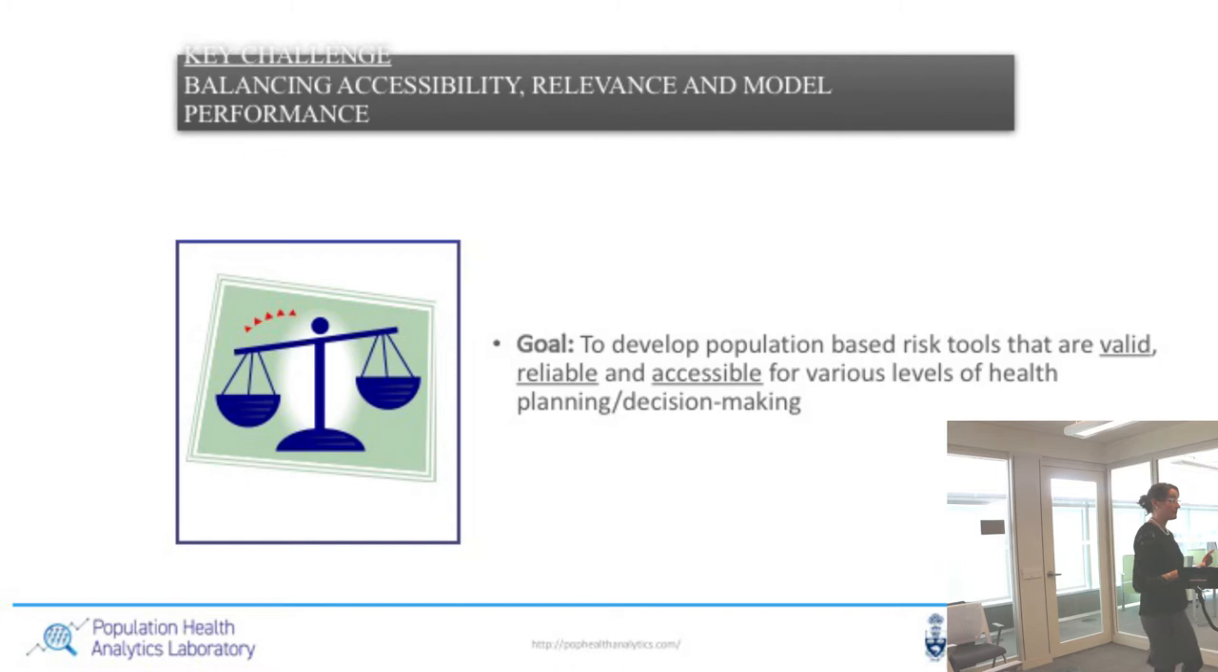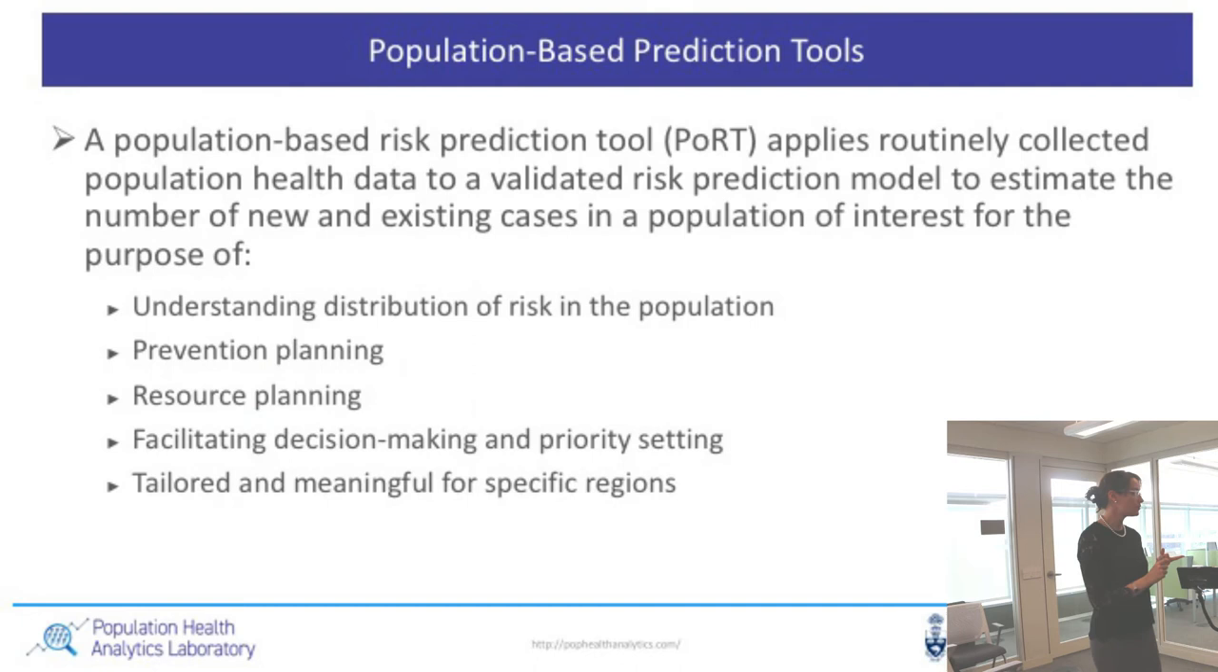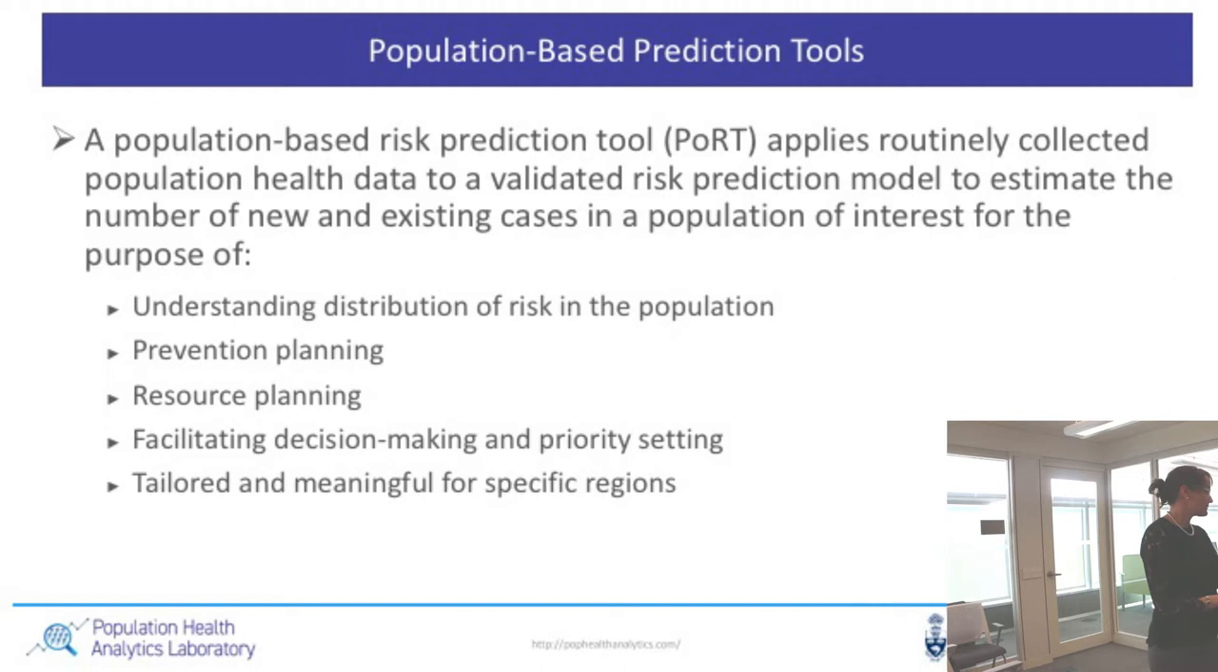So we make them available to run on the CCHS surveys. All of the models I'm presenting to you can run on the surveys, and they could be used in a variety of different ways. One of the most common ways is to understand distribution of risk in the population, and I'll show you an example of this in Mississauga Halton. When we developed them, our focus was really on prevention planning and thinking about preventing mostly chronic diseases, although now we have models for healthcare utilization and more broadly, but they are also useful for resource planning.